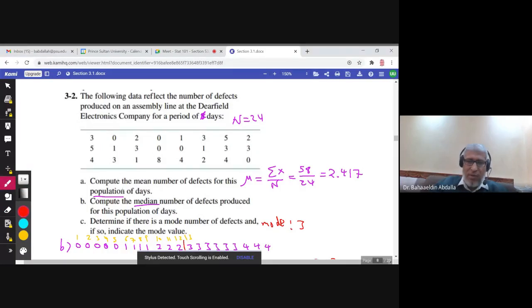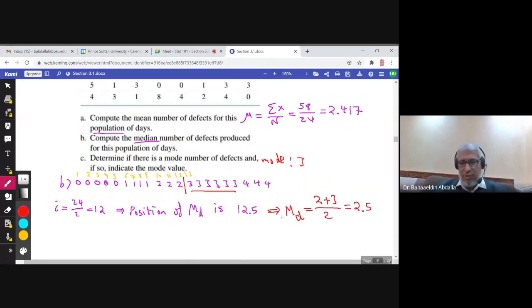We are still in section 3.1, and this is the last question we solved yesterday. It was about the mean, the median, and the mode. We found that the mean, or the average, of this data, which is a population, is 2.417, while the median is 2.5, and the mode is 3.